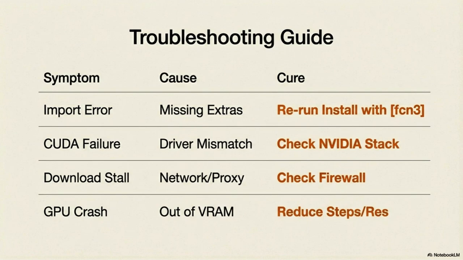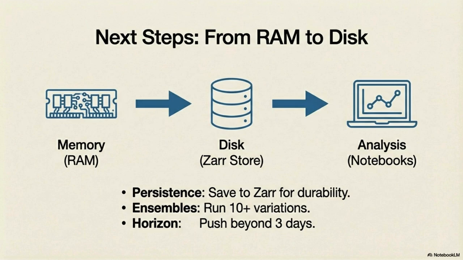And the one we talked about, CPU works, but the GPU crashes. 100% a memory issue. You ran out of VRAM. You got greedy with the forecast length or the resolution. And the fix is always to just dial back the knobs, right? Yep. Fewer steps, smaller experiment, get it stable, then scale it back up.